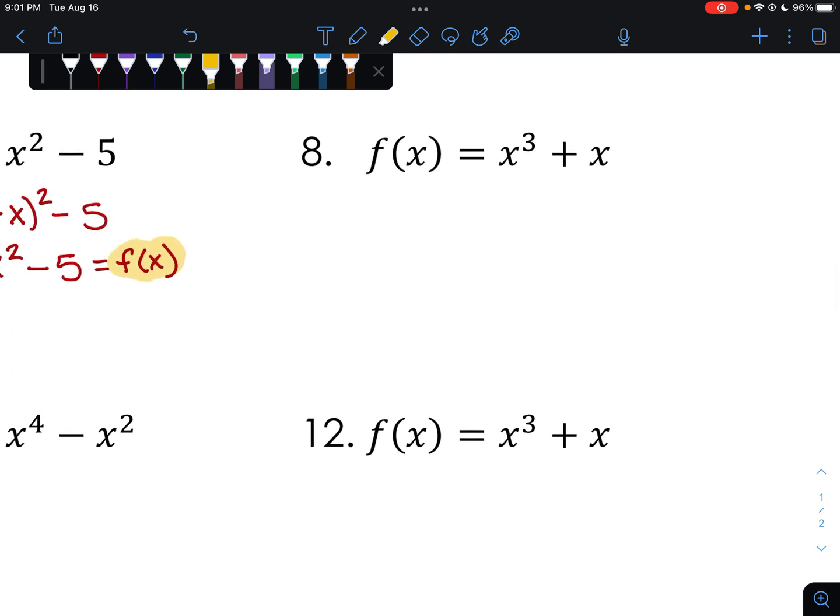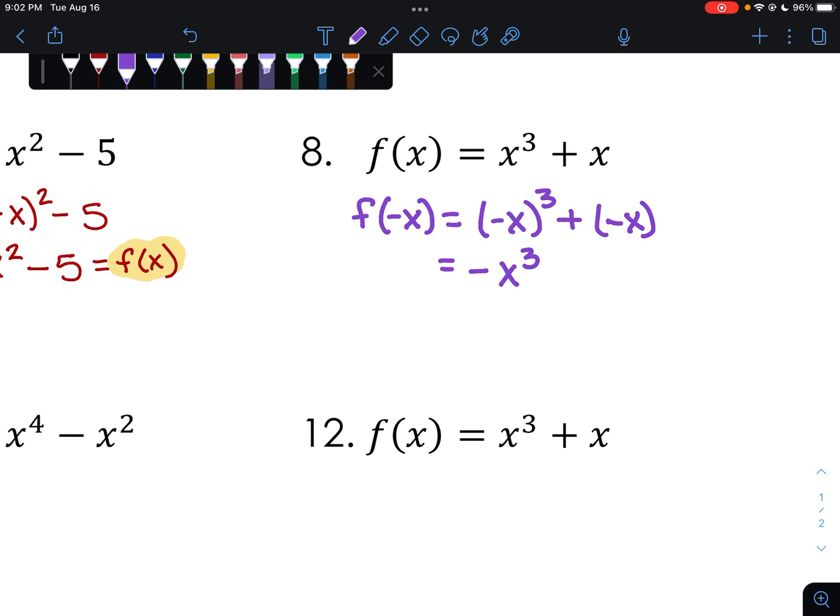Looking at number 8, we have f of x equals x cubed plus x. So again, we evaluate at f of negative x. I am going to plug in negative x for each of my x's, okay? Each of my x's. So I have a negative x to the third power. So that's a negative times a negative, which is a positive, times a negative, which makes it an overall negative. And x times x times x is x to the third. Then right here, I have plus a negative, which is just the same as minus x.